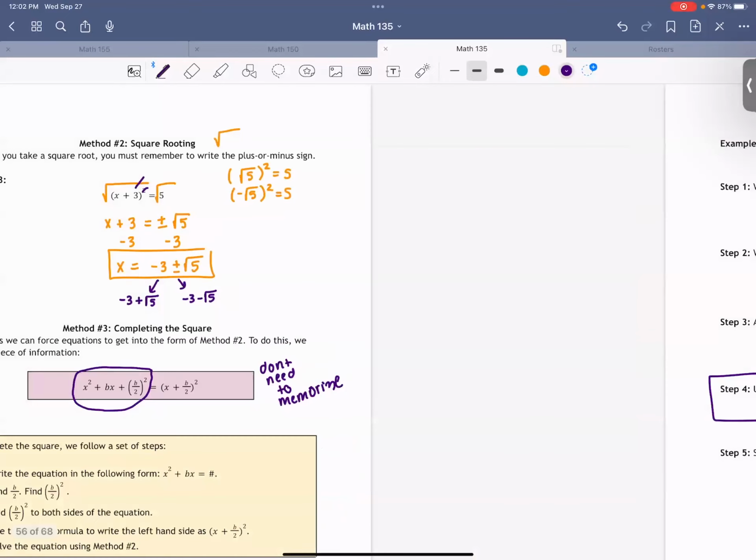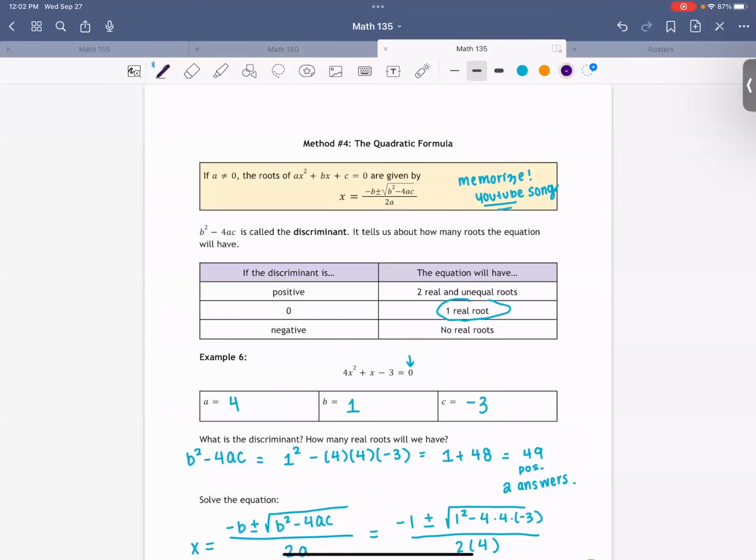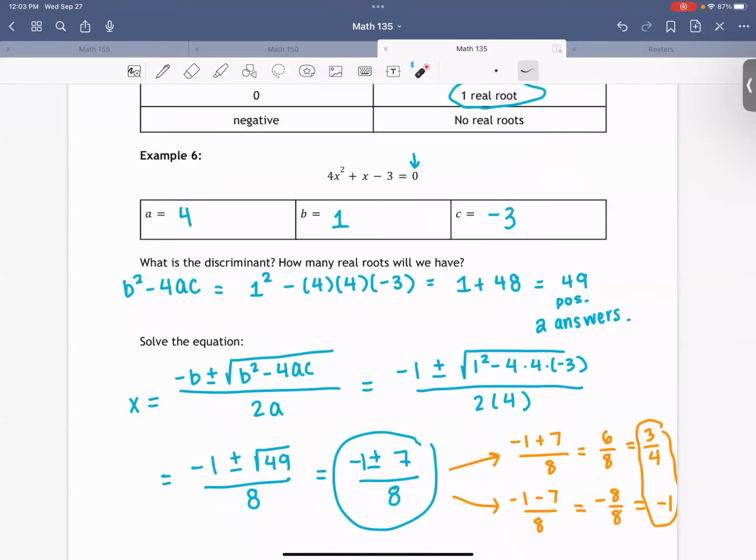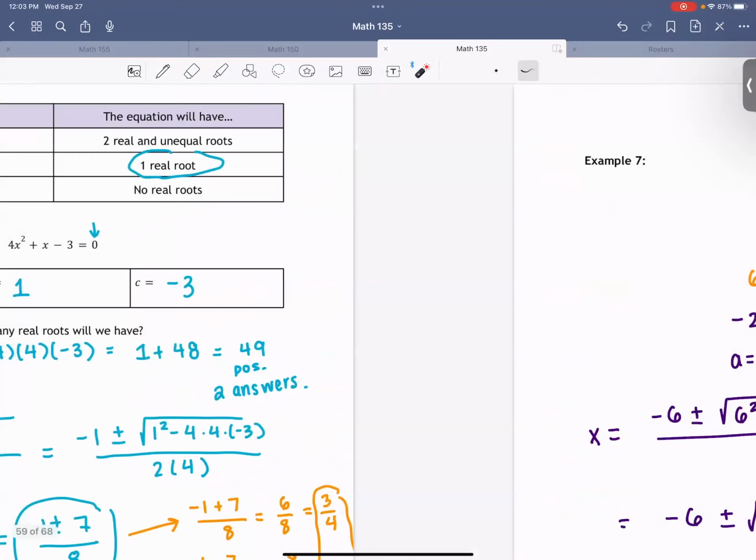So we went through everything except the quadratic formula yesterday. So I kind of told you that the quadratic formula was something that we had to memorize, right? If you want help memorizing it, there is a song on YouTube that I refuse to sing. So go ahead and take a look at that if you haven't memorized it already. And then I did an example of solving something using the quadratic formula.